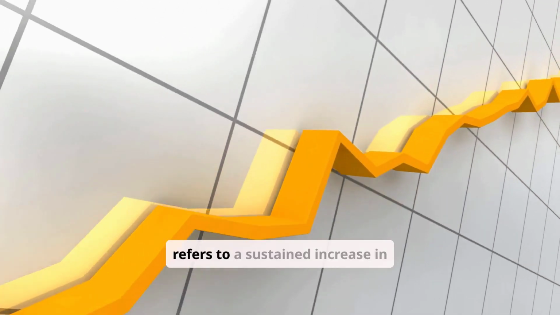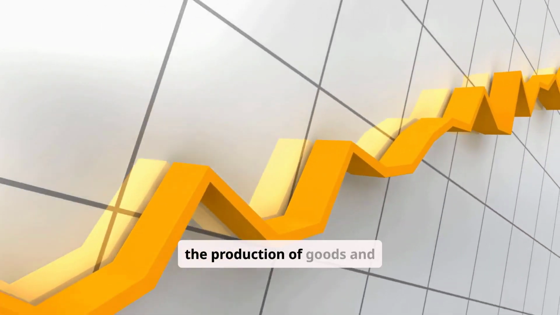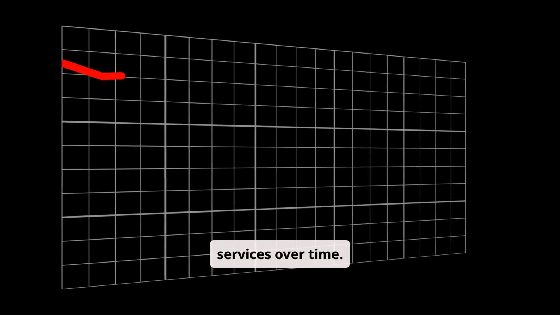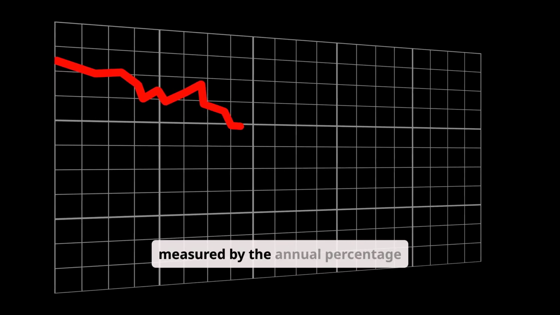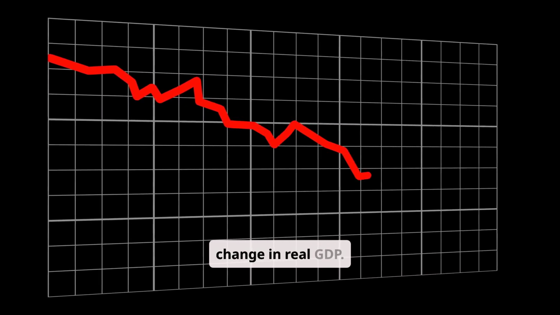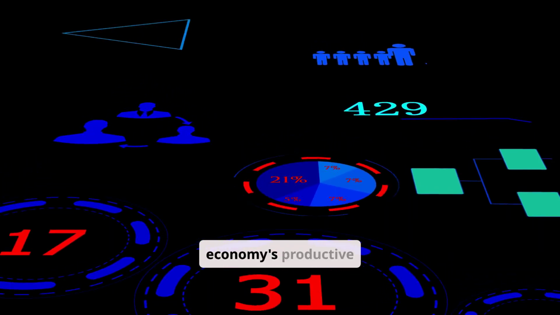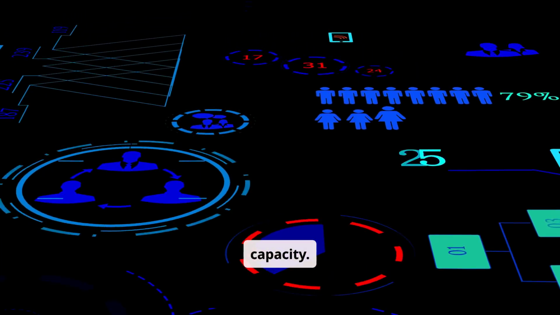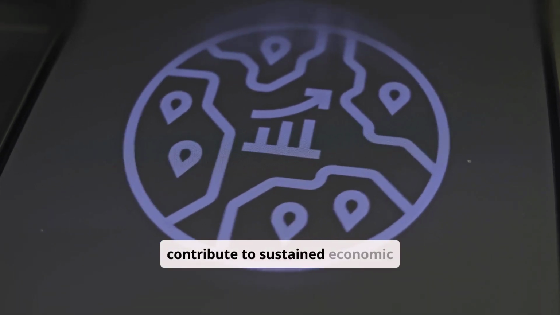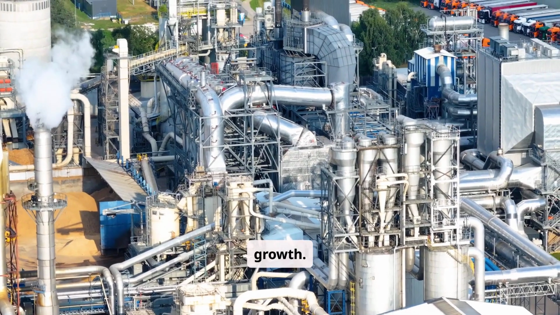Economic growth refers to a sustained increase in the production of goods and services over time. It is typically measured by the annual percentage change in real GDP. Growth signifies an expansion of an economy's productive capacity. Several factors contribute to sustained economic growth.